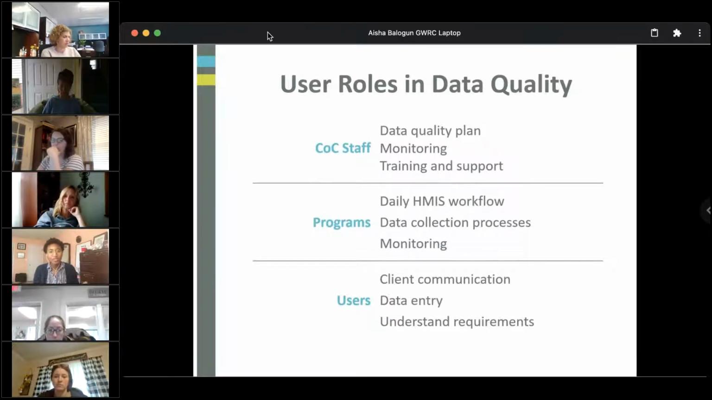There is a local standard in place to make sure that you are collecting the data that is necessary to be put into HMIS. And lastly, another level of monitoring, making sure that people are in compliance with the standards and reaching out in any cases where the standards may be unclear.